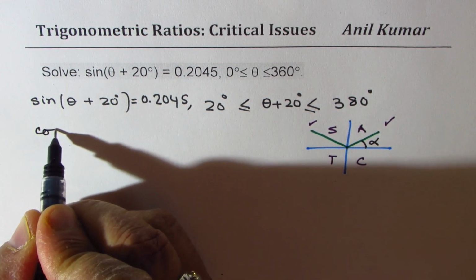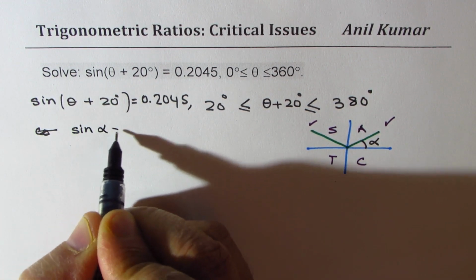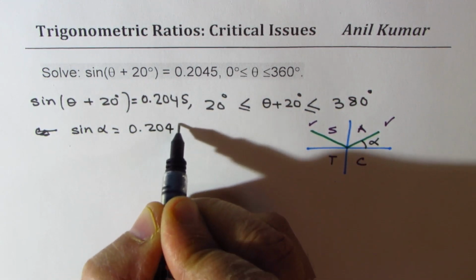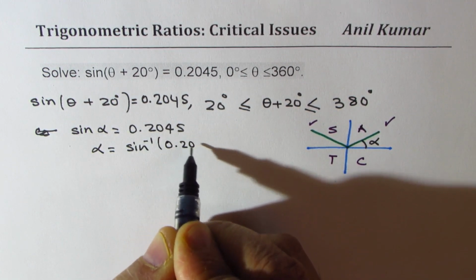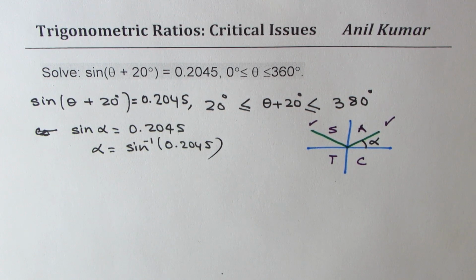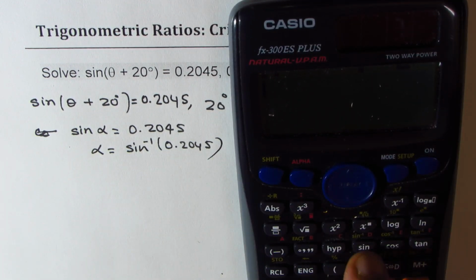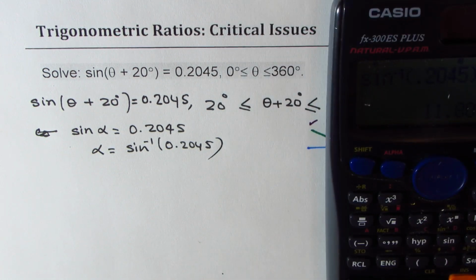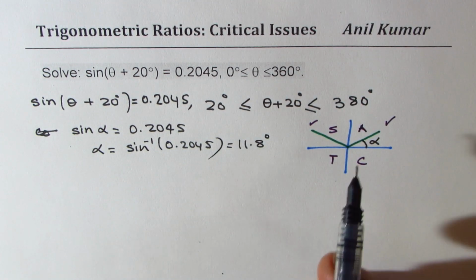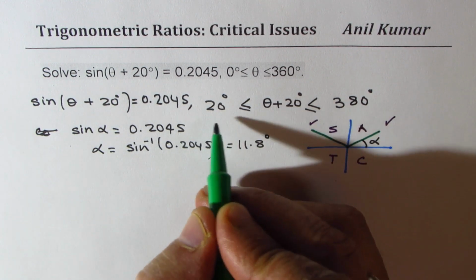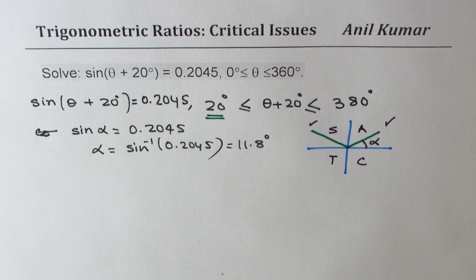So we can say sine of alpha should be equal to 0.2045. So what should alpha be? Alpha should be sine inverse of 0.2045. So we have shift sine inverse of 0.2045, it gives us 11.8 degrees. Now 11.8 is not in our domain. Do you see that? 11.8 is not in our domain. So that is one answer. And what is the other answer?